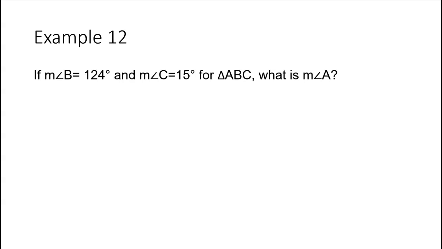Well, what if they don't give us a picture? Well, you can draw a picture if you like, or we can say, all right, we know that one angle is 124. The other angle is 15. We don't know the measure of angle A. Sometimes they'll put measure in front, measure of angle A, but we always know it's 180.